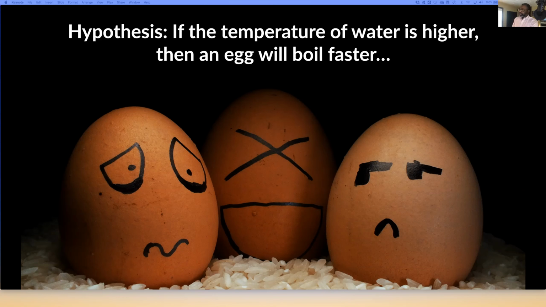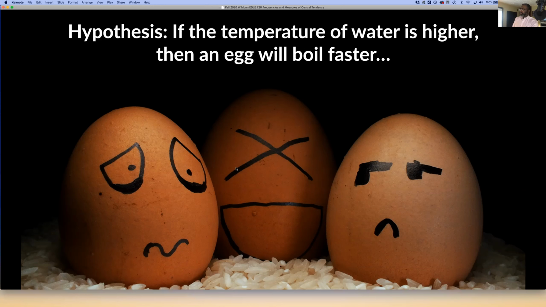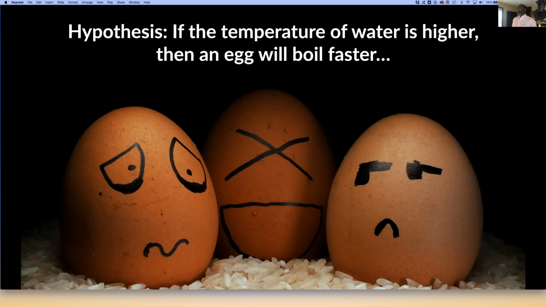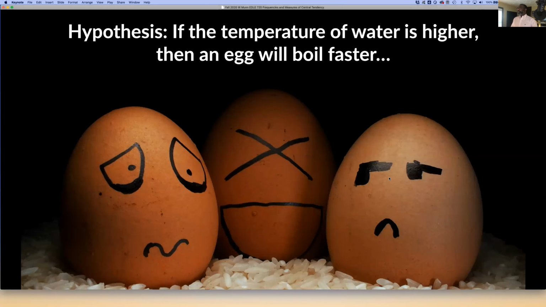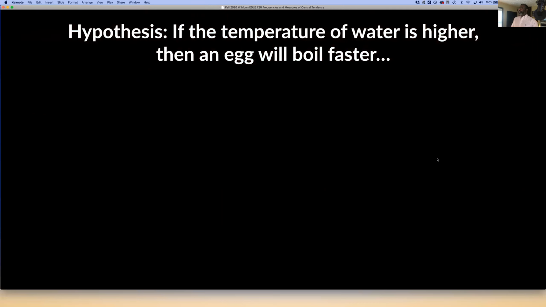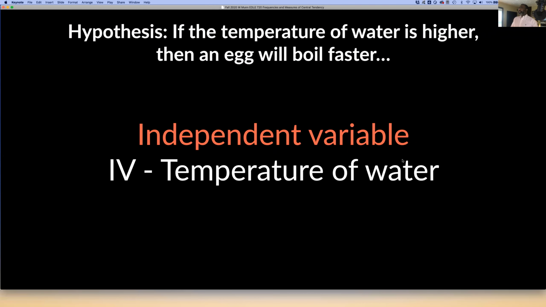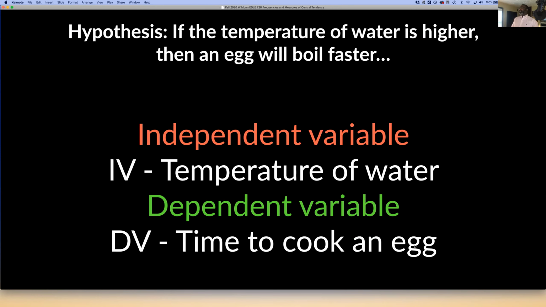So we'll move on from this screen. Okay, so we're saying here as a hypothesis, the expectation is that for these poor eggs, if the temperature of the water is higher, then the egg will boil faster. So that's what happened there. The independent variable is the temperature of the water. The dependent variable is the time to cook an egg.